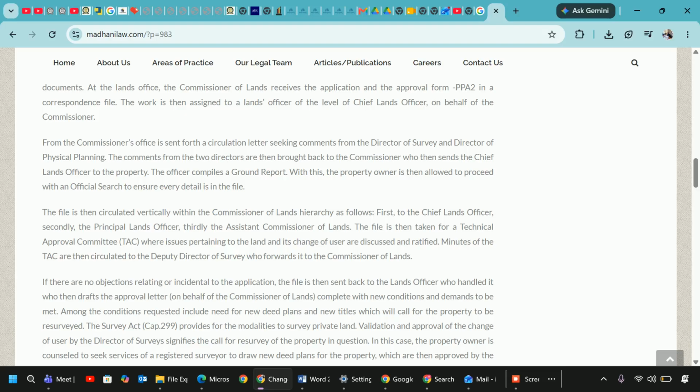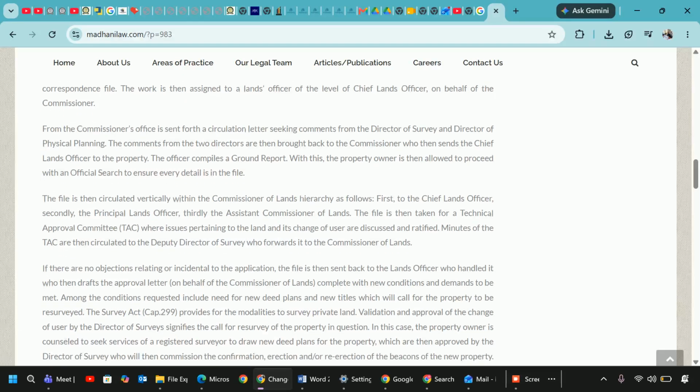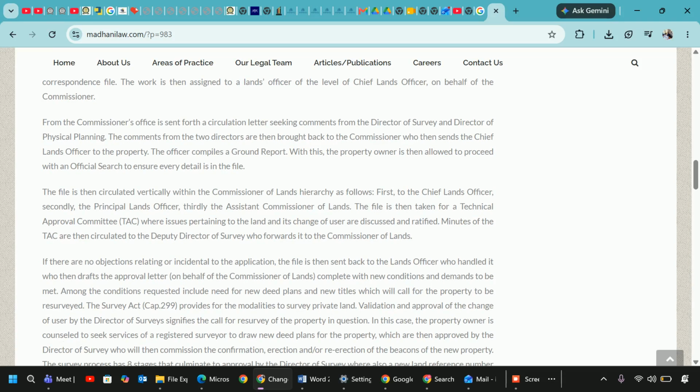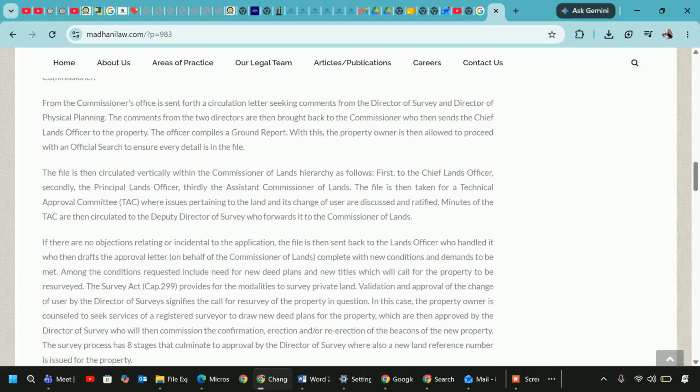First, to the Chief Lands Officer. Second, to the Principal Lands Officer. Thirdly, the Assistant Commissioner of Lands. The file is then taken for a technical approval committee, where issues pertaining to the land and its change of user are discussed and ratified. Minutes of the technical approval committee are then circulated to the Deputy Director of Survey, who forwards it to the Commission of Lands.